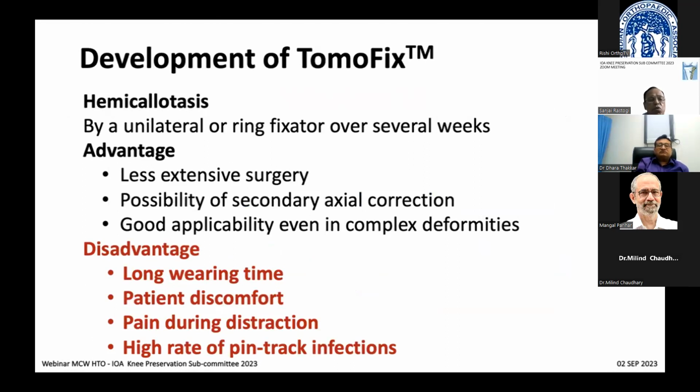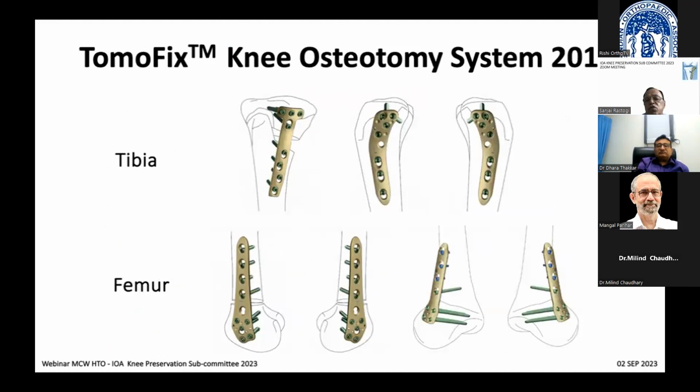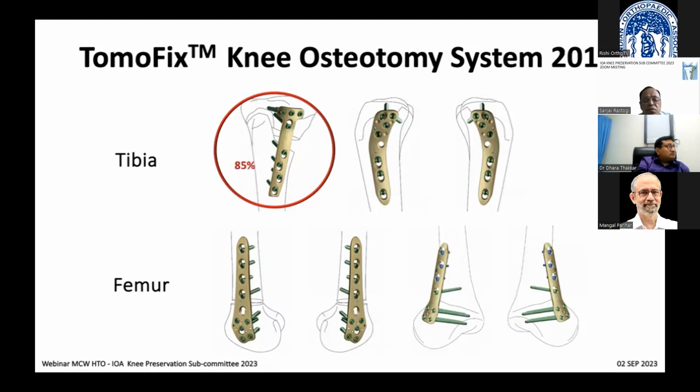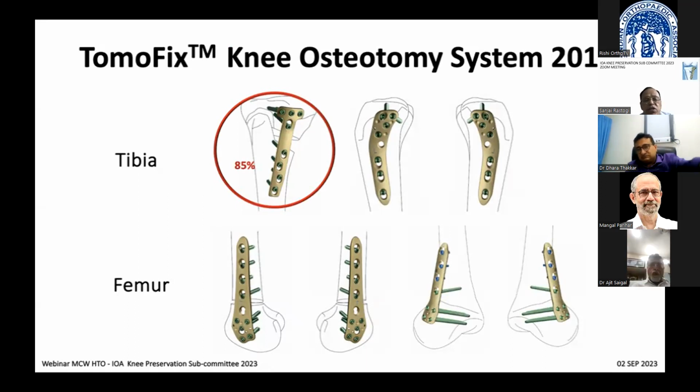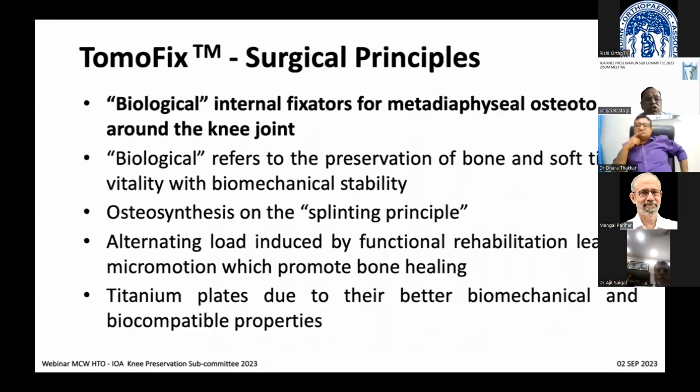The AO group, in their knee preservation section, developed the Tomofix, which was started in 2000 and finally launched in 2012. The most commonly used was the medial plate, which is the medial Tomofix, used in 85% of the cases, because that's the most common deformity in osteoarthritis knee requiring correction, and it is not site specific. The same plate can be used on the medial or lateral side.